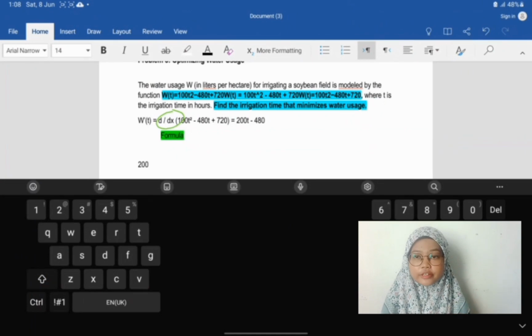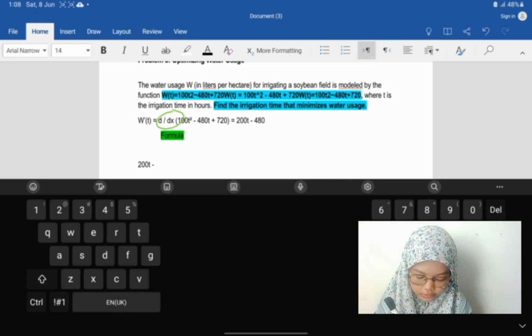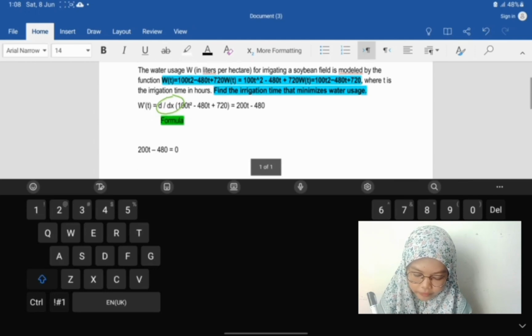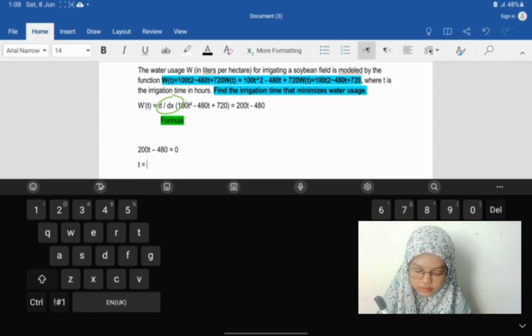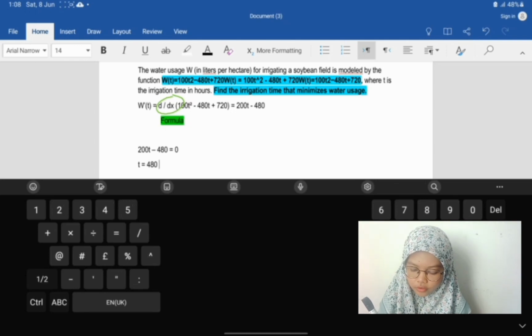Second, set the first derivative to 0 to find critical points. 200t minus 480 is equal to 0. So for t, t is equal to 480 divided by 200, to get 2.4 hours.